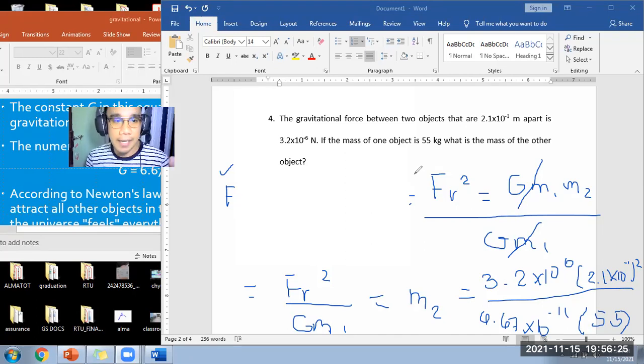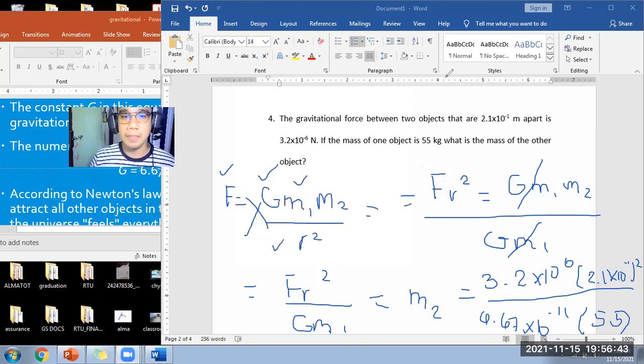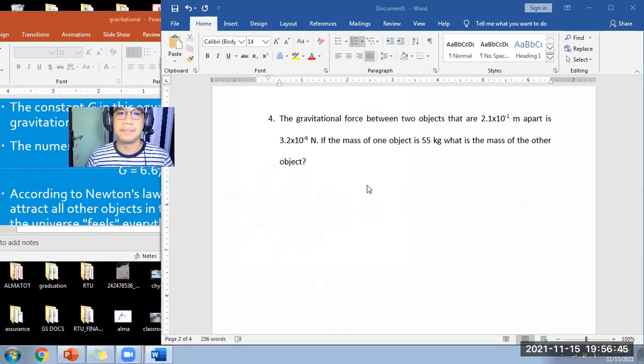So i-apply nyo lang yung value. Then, pag may mga unknown, gagawin lang naman natin is cross multiplication. Okay? So the final answer is 38.46 kilogram. Okay? So susundan naman ako. Okay, next.